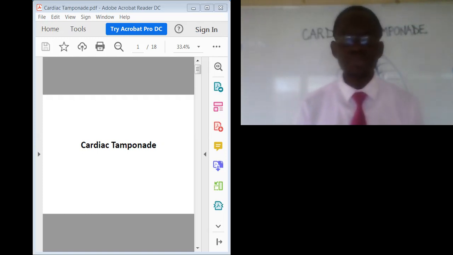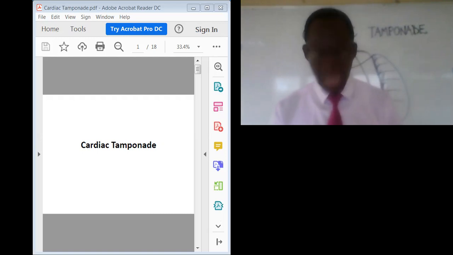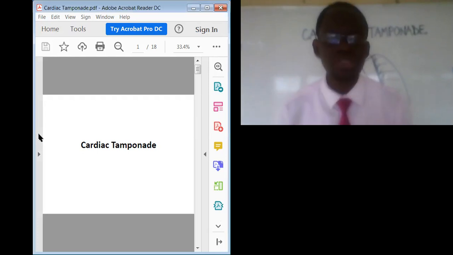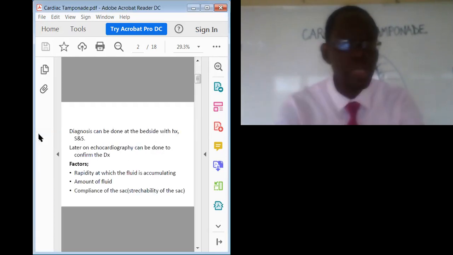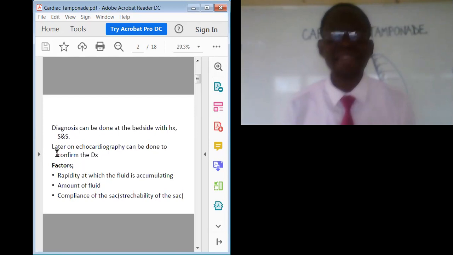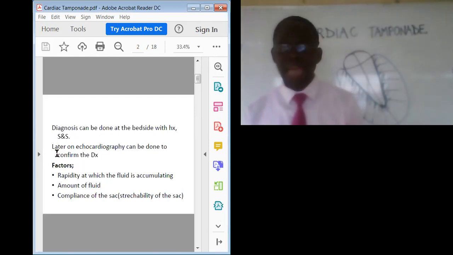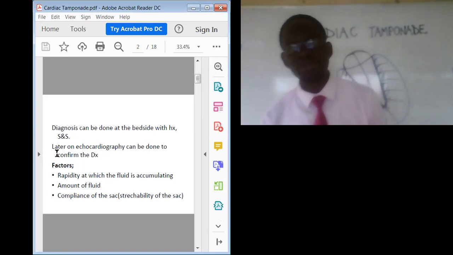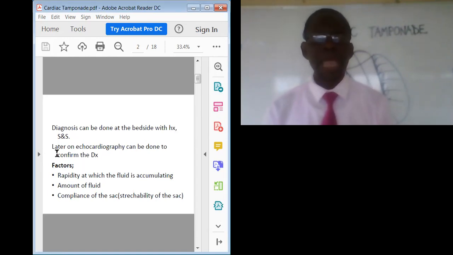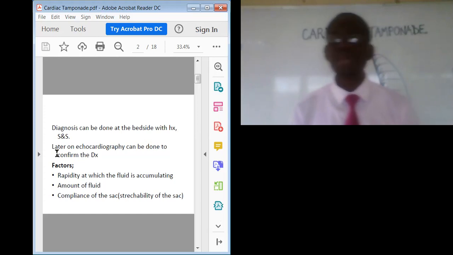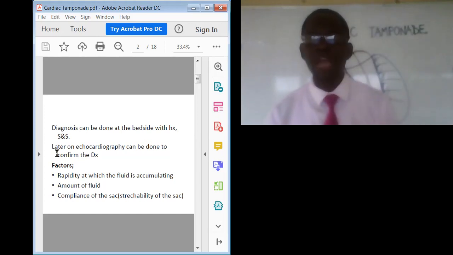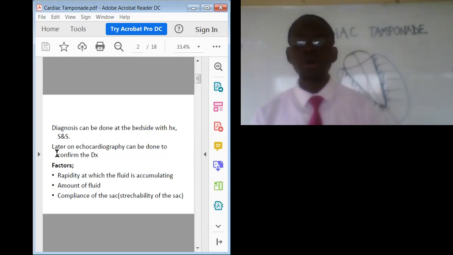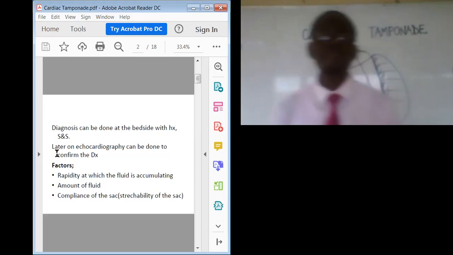Now, how is it diagnosed? How is this condition diagnosed? Now, this condition is diagnosed at the bedside, and even with taking history and with clear signs and symptoms, as we are going to see. Now, later on, they can do investigations like echocardiography or even ECG to confirm.